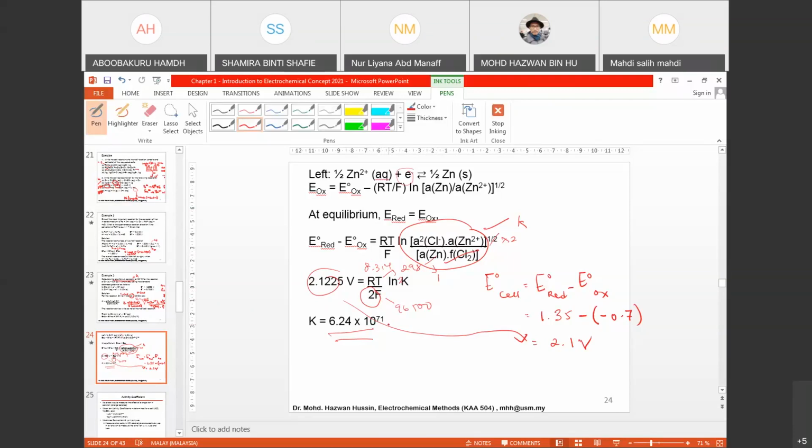Is it okay? Doctor, why does K have power half? Should be power 2. Why K? Yeah, power of this, half. Which one, Madi? The activity of Cl minus multiplying the activity of Zn 2 plus, all of them power half. Oh, no. This one is not, yeah. It shouldn't be like that. No. This one should be half. You get what I mean? Yeah. Right.